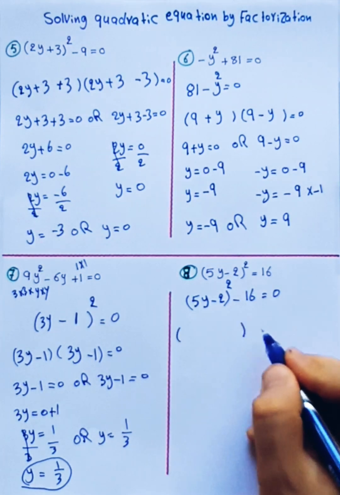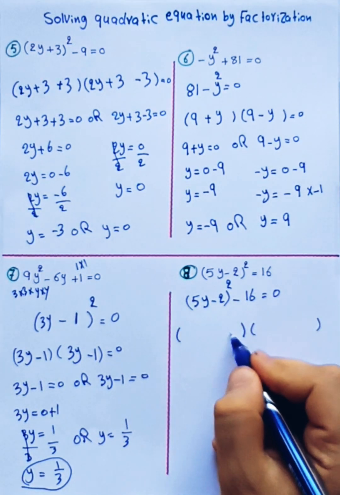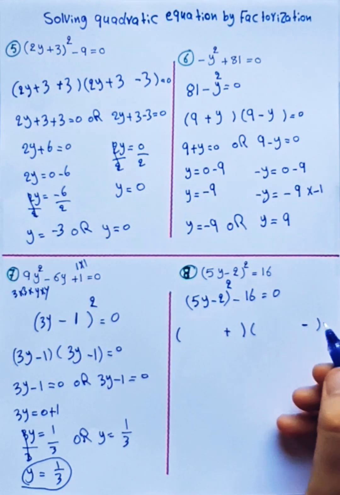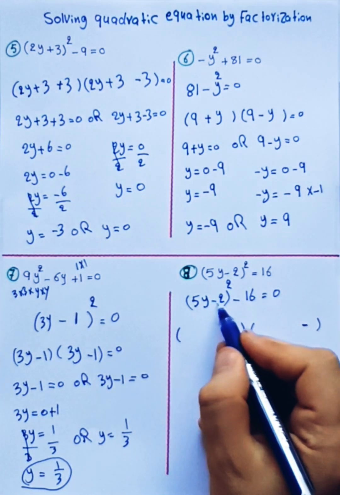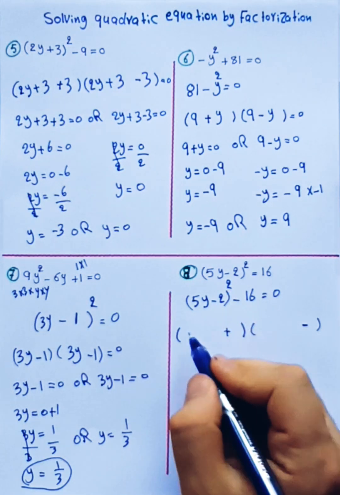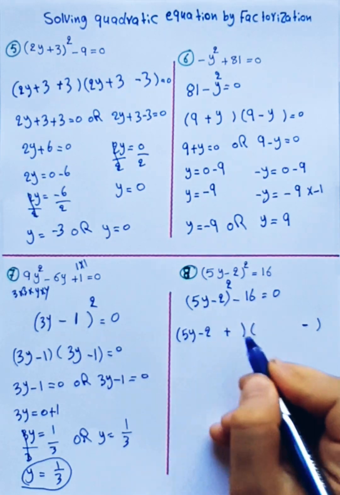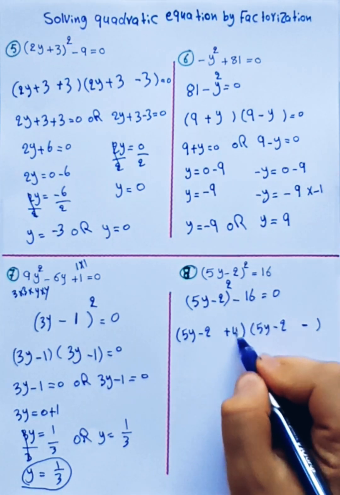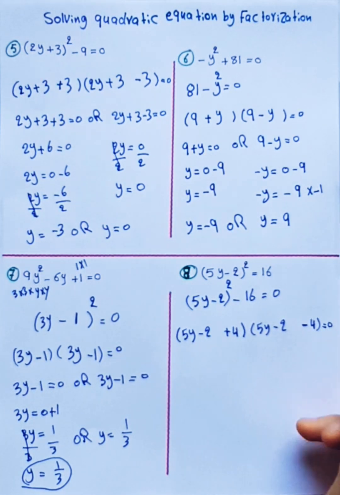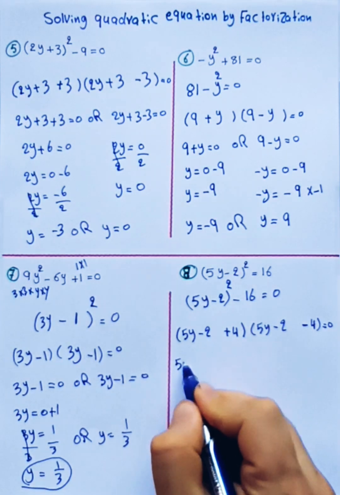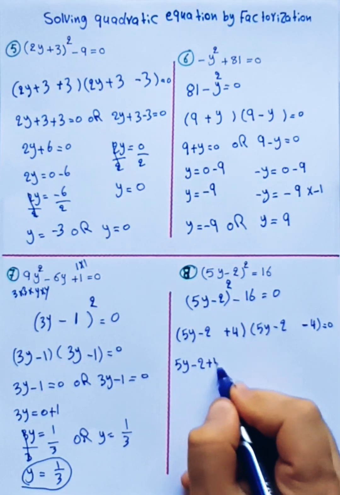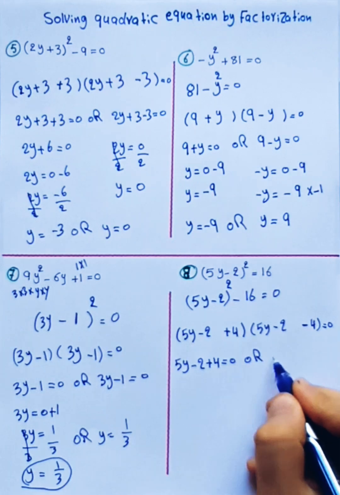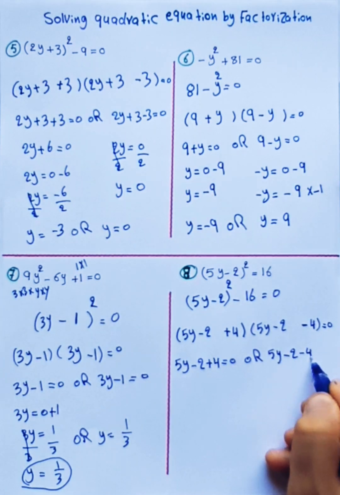We have to draw two parentheses. The first one is positive and the second is negative. So 5y minus 2 squared comes from 5y minus 2 multiplied by 5y minus 2, and then 16 comes from 4 multiplied by 4 equal to 0. And then we have to equal each expression to 0 and then find the value for y. So we have 5y minus 2 plus 4 equal to 0, or 5y minus 2 minus 4 equal to 0.